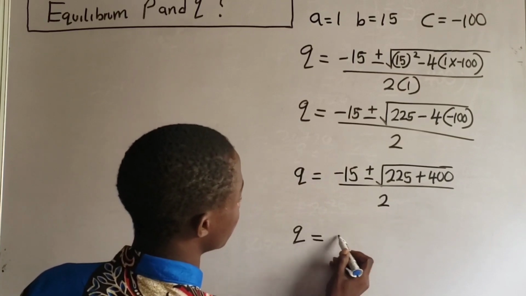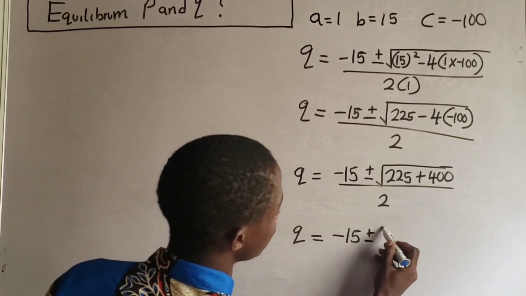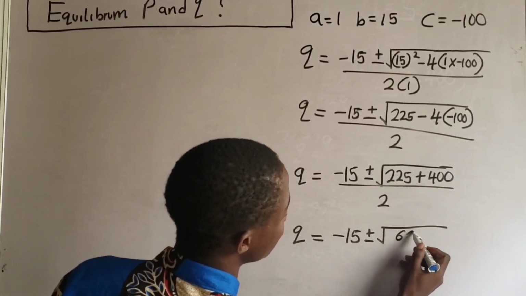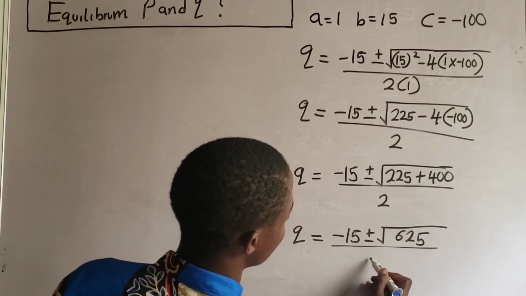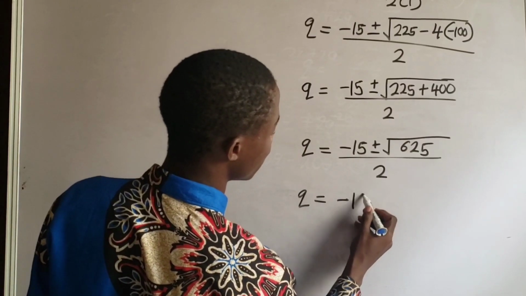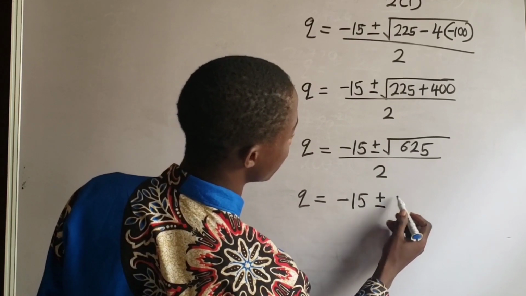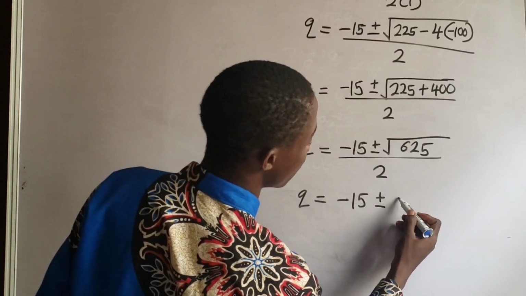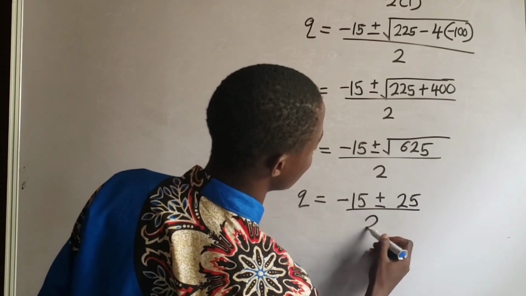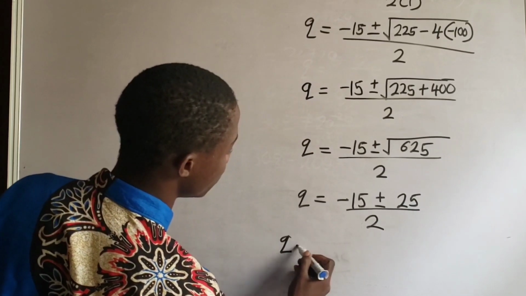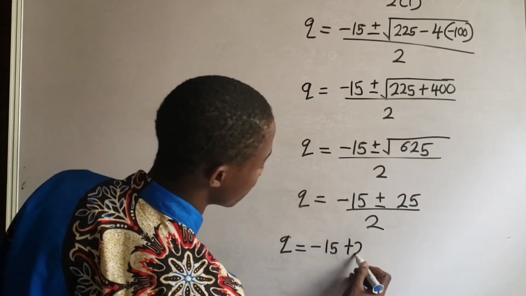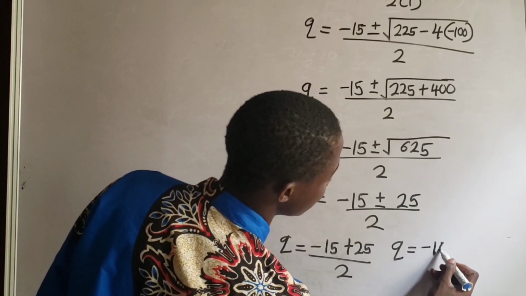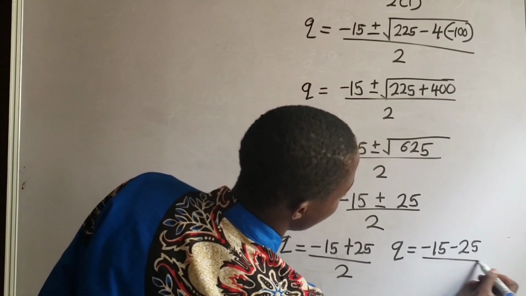So the value of Q is equal to minus 15 plus or minus square root of 225 plus 400, that is 625, all over 2. Q is equal to minus 15 plus or minus the square root of 625, which is 25, all over 2. In this case, I'm going to have Q equals minus 15 plus 25 all over 2, and Q is also equal to minus 15 minus 25 all over 2.